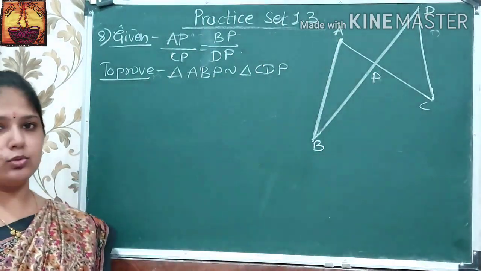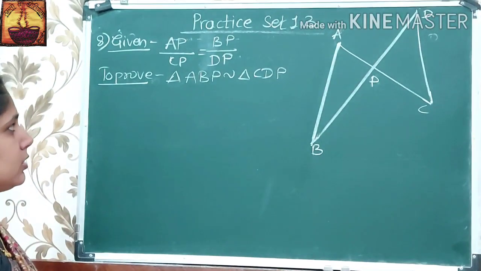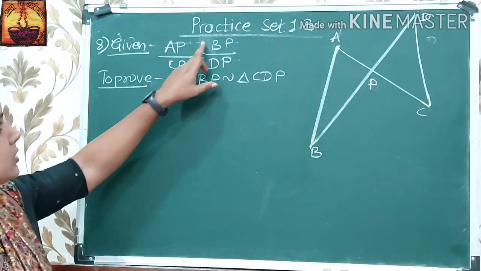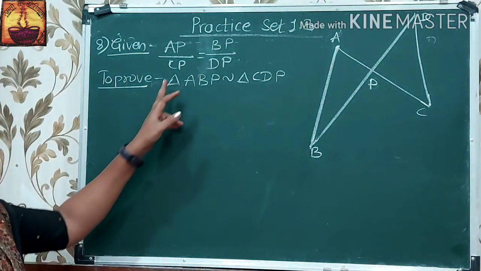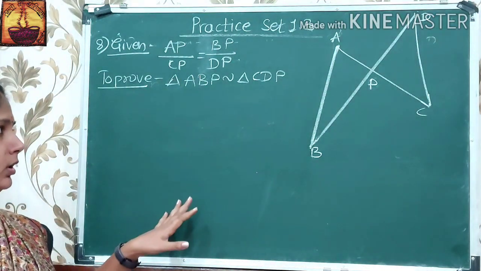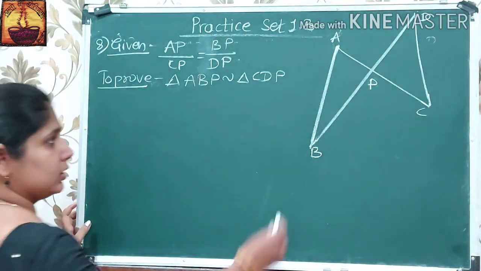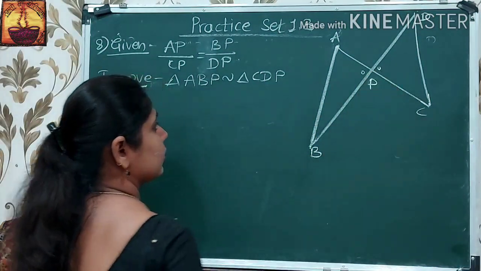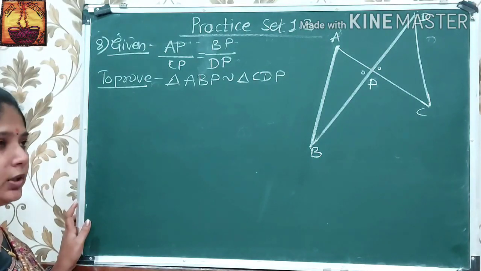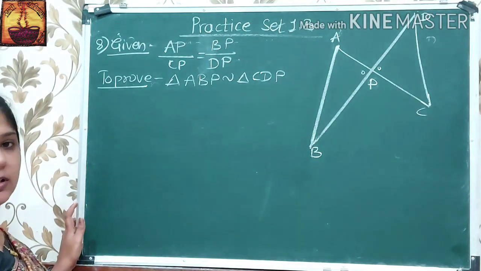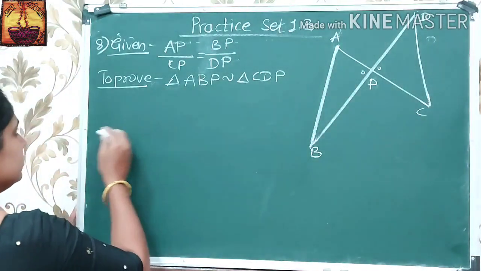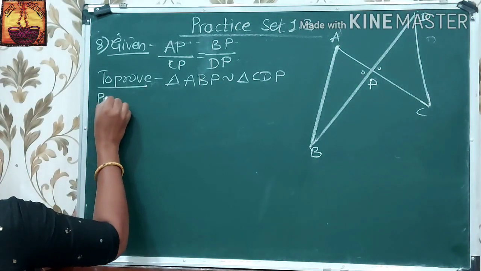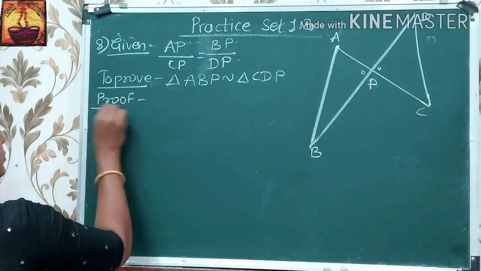For proving these two triangles are similar triangles, we have AP upon CP is equal to BP upon DP. Now, their two sides are in proportion. Here, one angle is congruent angle. Therefore, we prove that these two triangles are similar by SAS test of similarity. Write here proof.